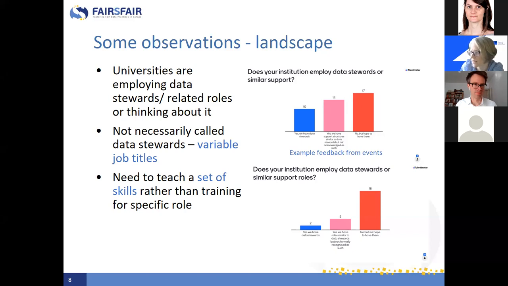One of the other things, given that people aren't necessarily called data stewards, and we also mentioned earlier that people have variable job titles, but also different types of data stewardship roles, is really that a set of skills and competences is needed. It's not about training for a specific role, because there is not necessarily a specific role that you can train to. So it is really concentrating on the skills that people need to be able to actively engage in their university setting or institution.